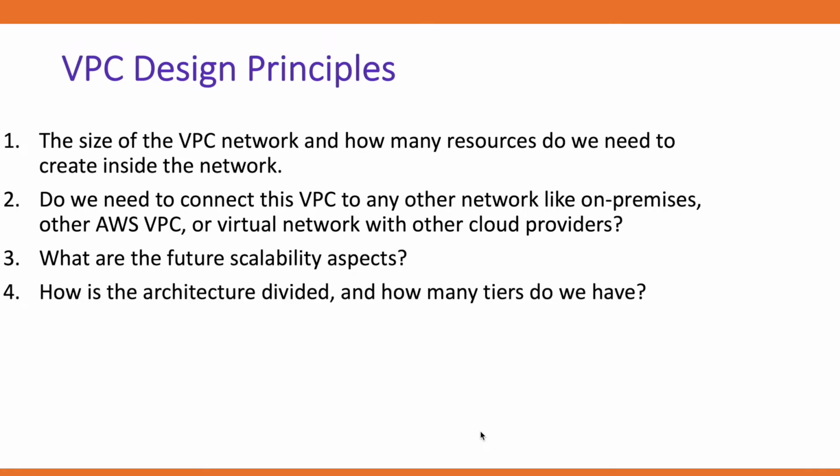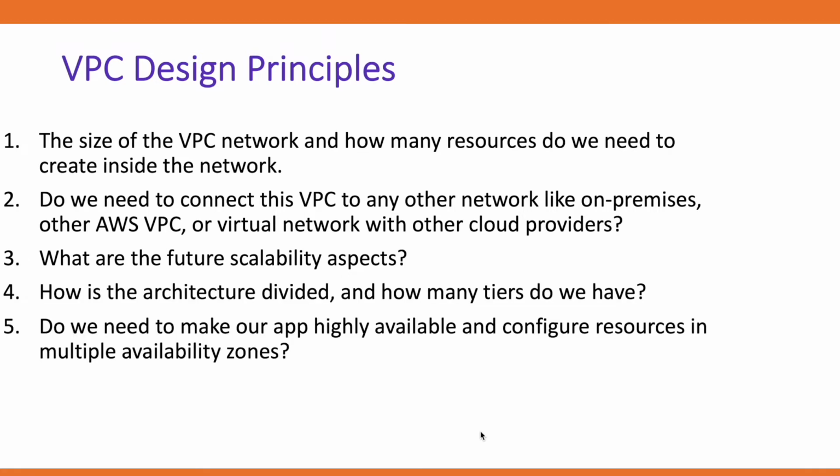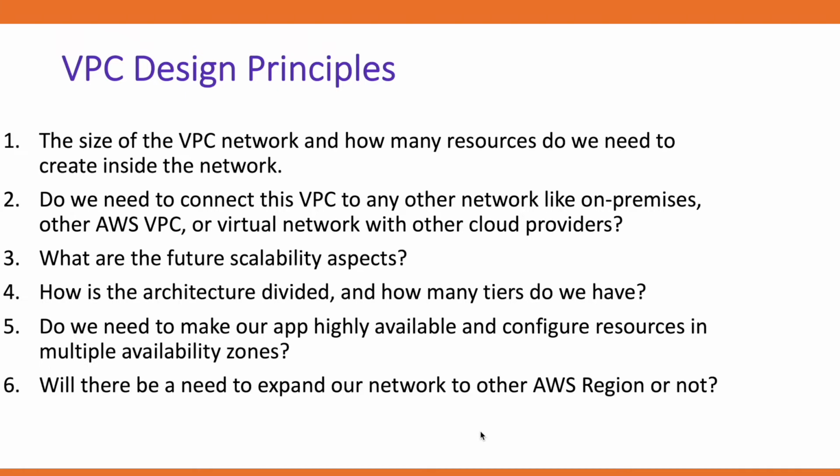How is the architecture divided and how many tiers do we have? Do we need to make our app highly available and configure resources in multiple availability zones? Will there be a need to expand our network to other AWS regions or not? We need to get answers to all the above questions before implementing or creating any resources. Once we have decided on the VPC architecture, we can start a similar process for the subnets. How many subnets do we need to create based on the number of availability zones, as one subnet is created in one availability zone, and the tier-based architecture, single tier, 2-tier, or 3-tier, that we are following.